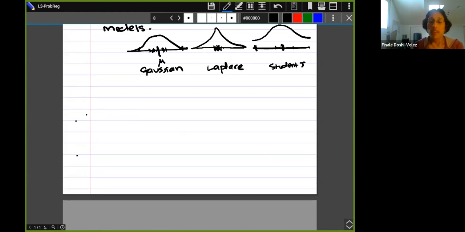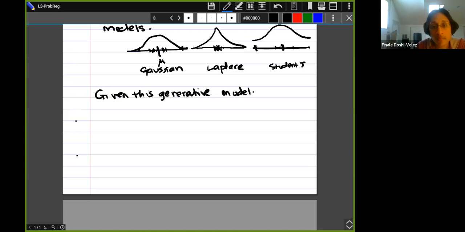No? Okay. So what I'd like to do now, given this generative model, is also find the sigma squared MLE, the maximum likelihood estimate.